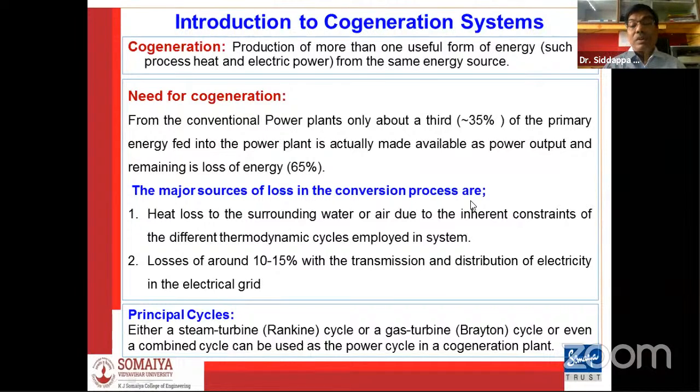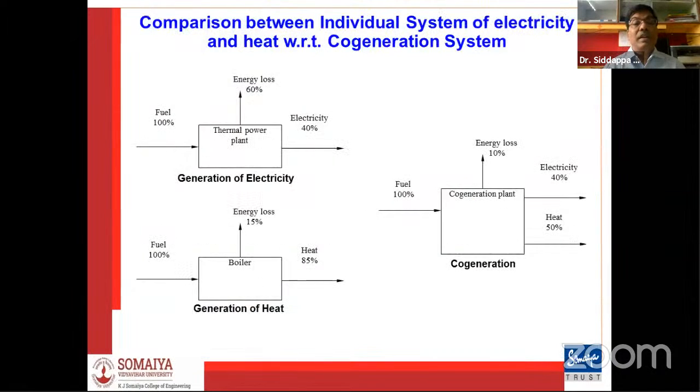Now, how to differentiate between the cogeneration system and the direct systems. For example, let us have a look here. It is on the first graph, which shows you the generation of electricity.